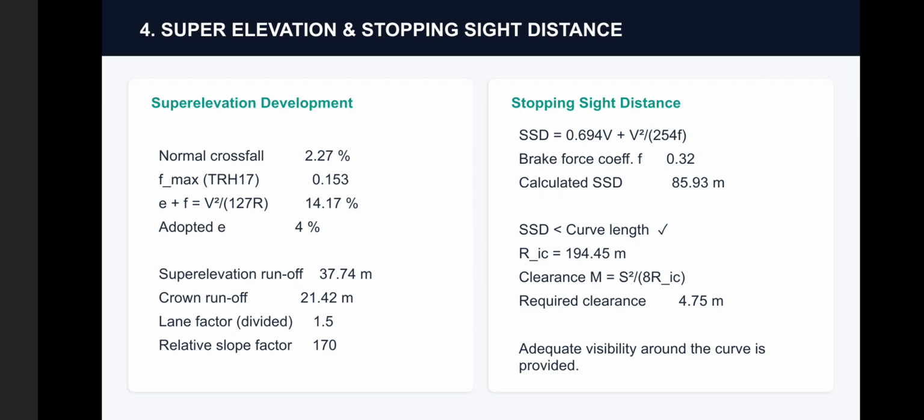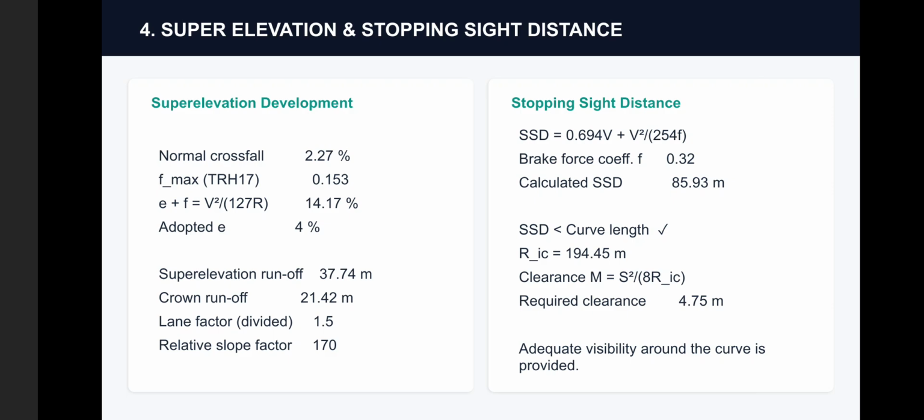experience. So the super elevation runoff length was calculated as 37.74 meters. The ground runoff length was calculated as 21.42 meters. The lane factor for a 4-lane divided road in TRH17 is between 1 and 1.5. In this case, we chose 1.5, and the relative slope factor in TRH17 is 170.